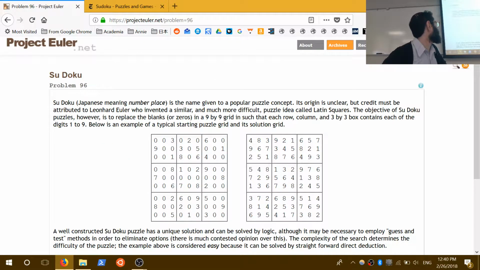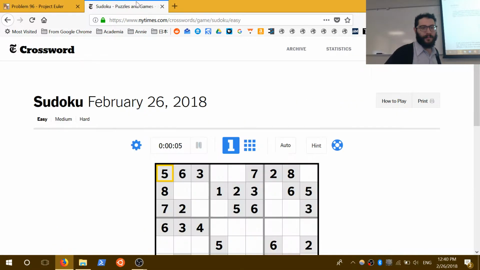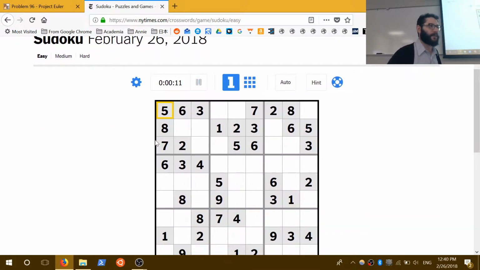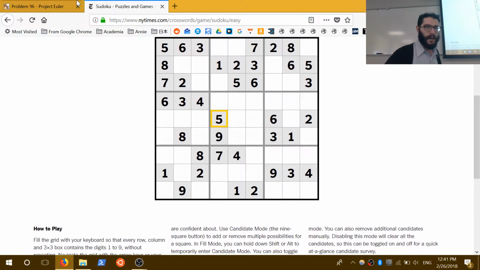Sudoku is Japanese, meaning number place. It's a game that has a very popular puzzle concept. You can see here on the New York Times website, this is what a Sudoku board looks like. You've got a grid of numbers, and the idea here is to place numbers in the appropriate space. How do we do this?